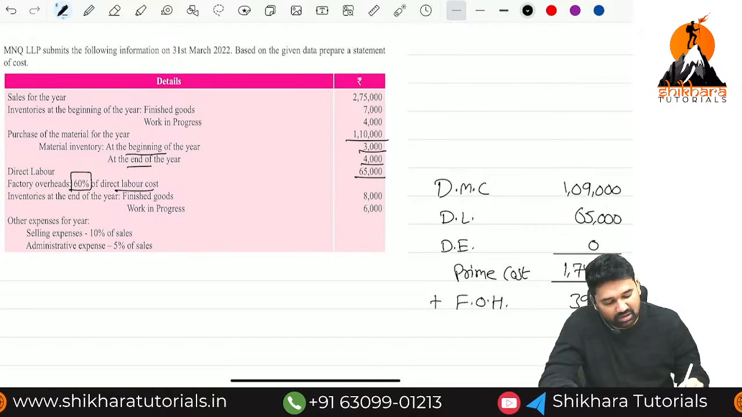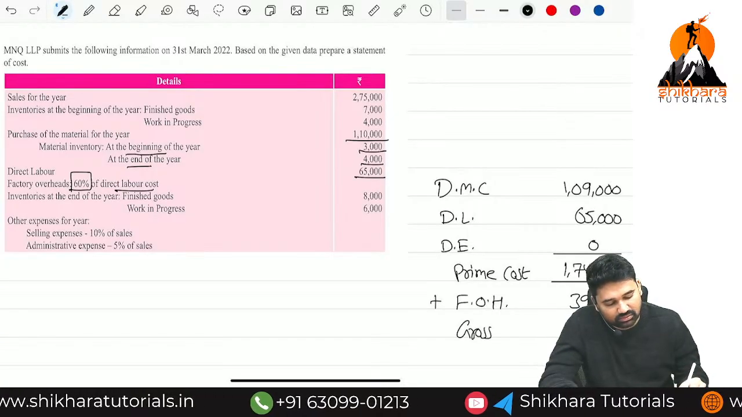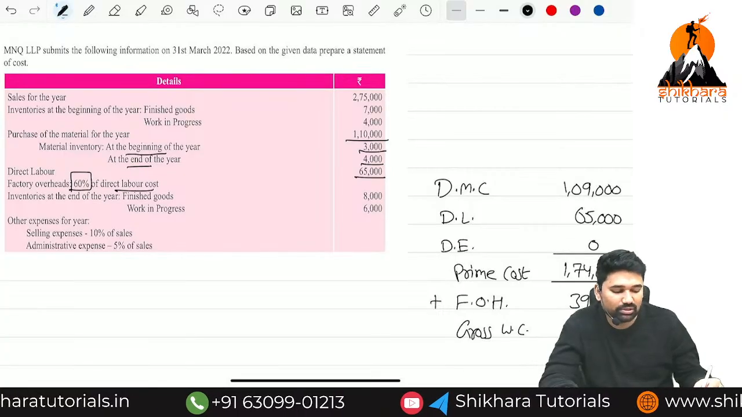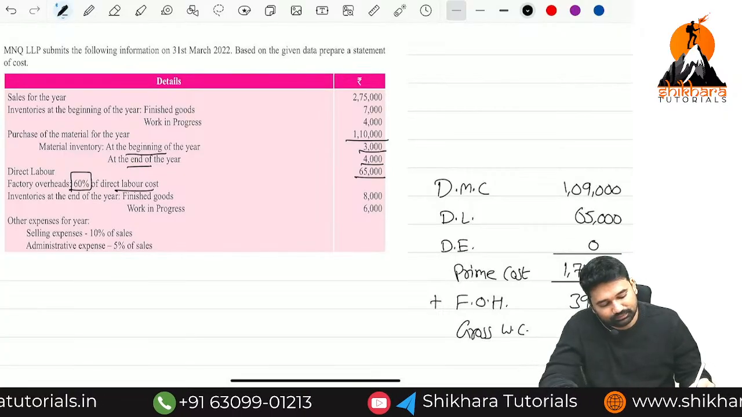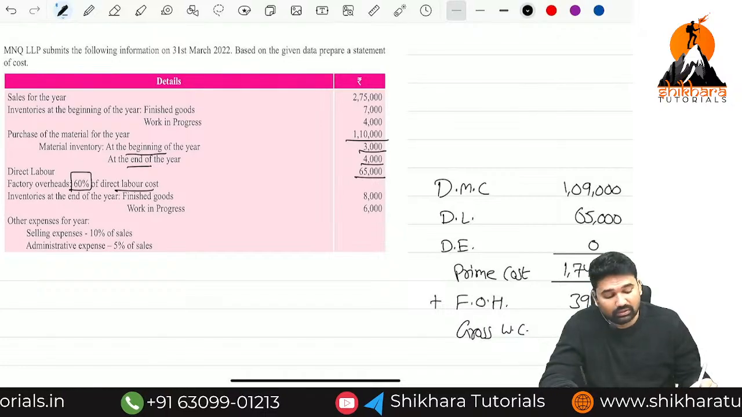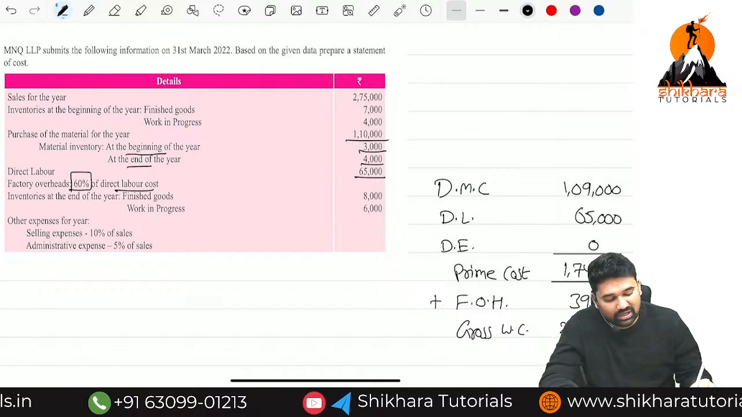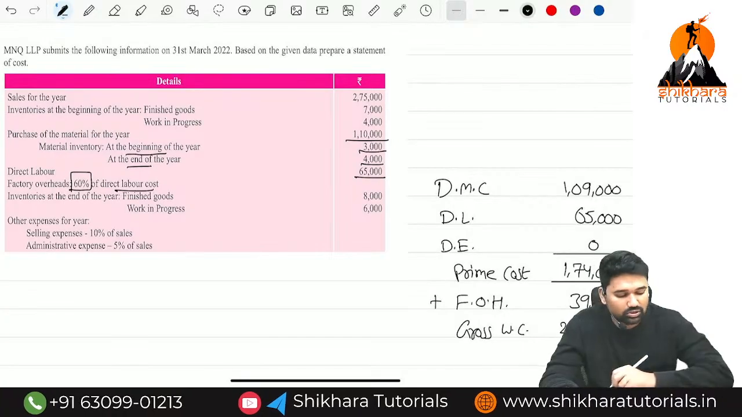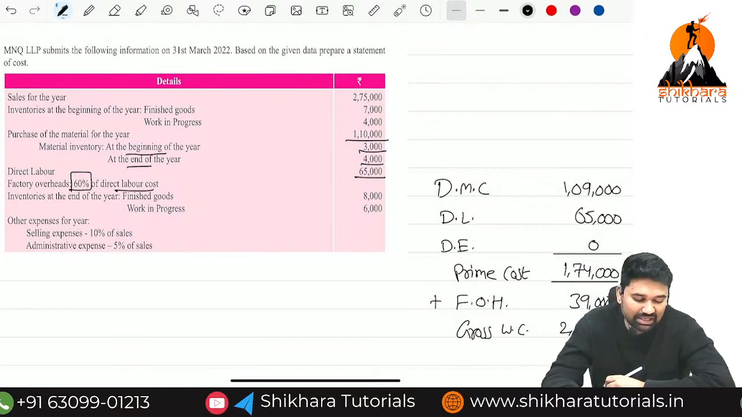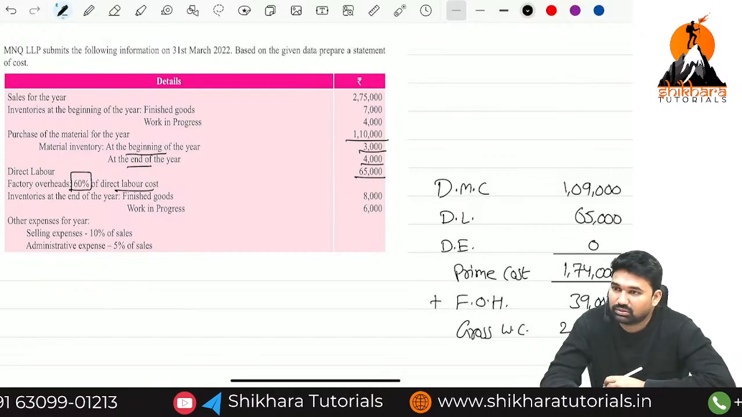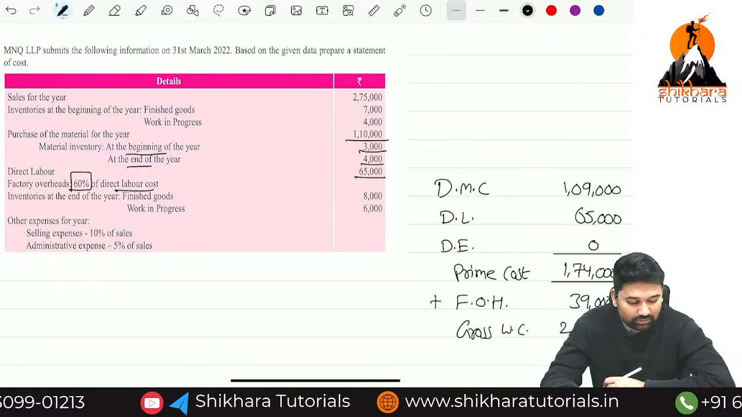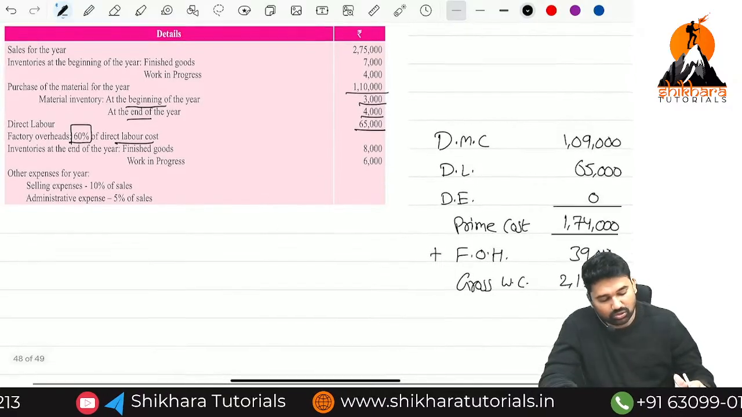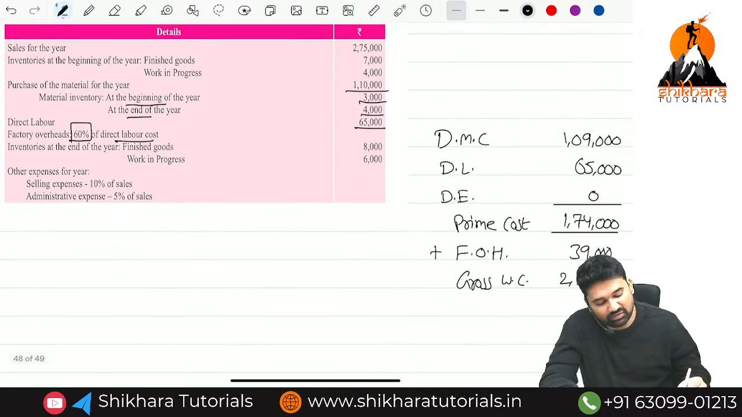The result will be called gross works cost. It will be how much? 2 lakh 13,000. So 1,74,000 plus 39,000, how much? 2 lakh 13,000. Okay, very good. So to this gross works cost, what we need to do?